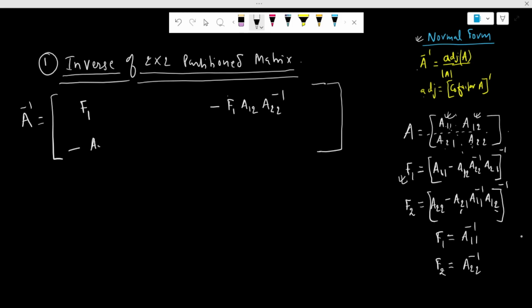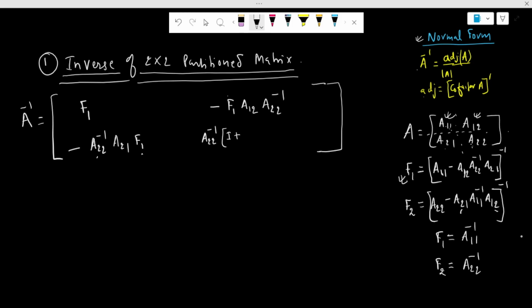So minus A22 inverse A21, and we end at A11, that is our F1. Now if we take A11 as the focal point, then we take the inverse of the other matrix in the main diagonal. Then after we take I plus. So for the off diagonal element, we completed the half circle in clockwise direction.